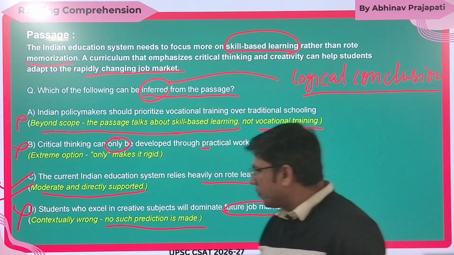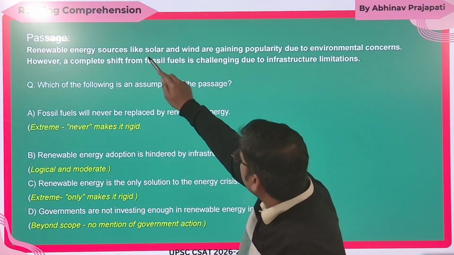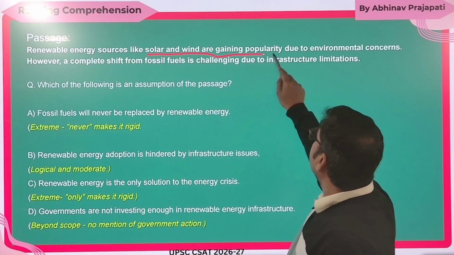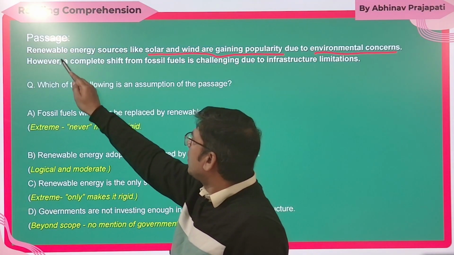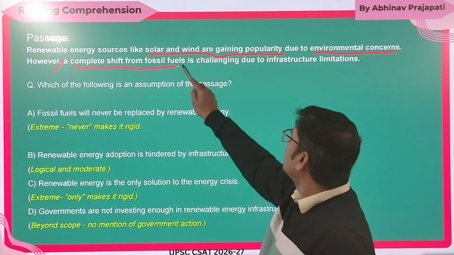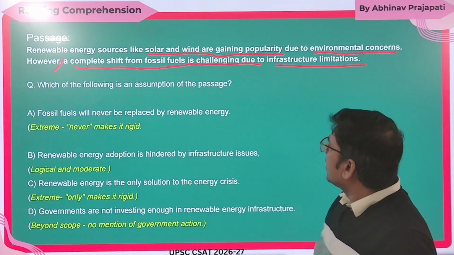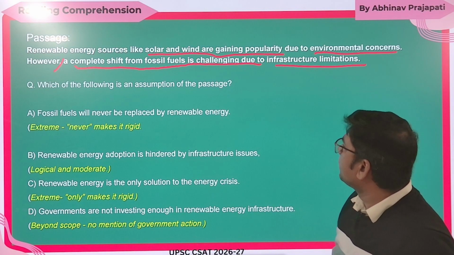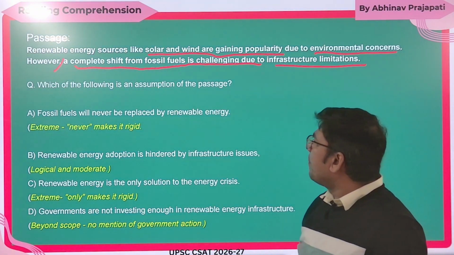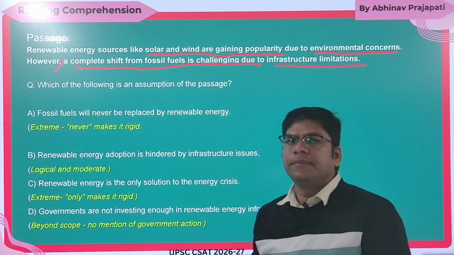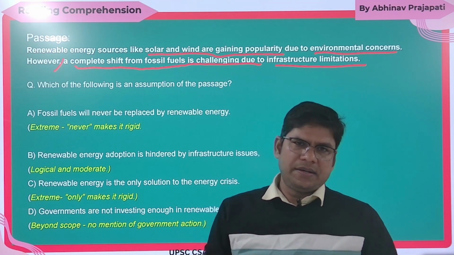Okay, just see the new passage. Renewable energy sources like solar and wind are gaining popularity due to environmental concern, right? However, a complete shift from fossil fuel is challenging due to infrastructure limitation. What it means is that renewable energy, solar and wind, are gaining popularity due to environmental concern. However, a complete shift from fossil fuel is not possible, because we don't have such technology, such infrastructure to shift directly from fossil fuel to renewable energy.